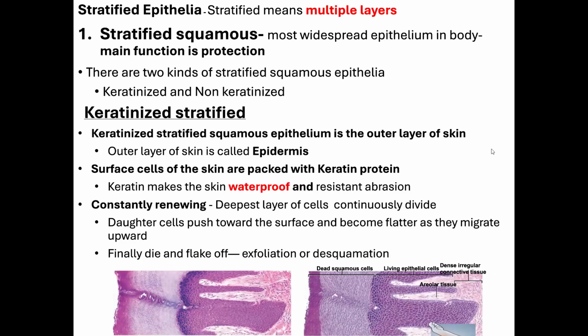The peculiarity of a keratinized, stratified squamous epithelium, it's a mouthful, is that the surface cells are packed with a protein called keratin. That's why it's called keratinized. And why do you need keratin? It makes the skin waterproof. So you're not losing water all the time. Otherwise, you're going to be dehydrated and you're going to be always in need of water.